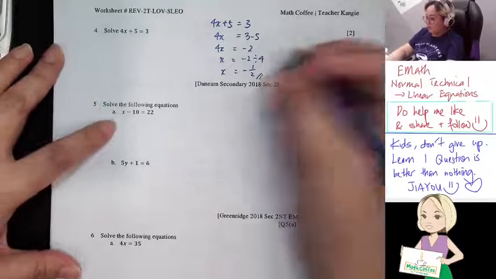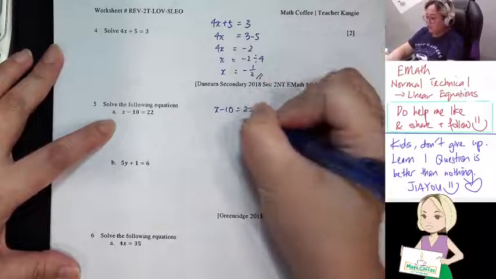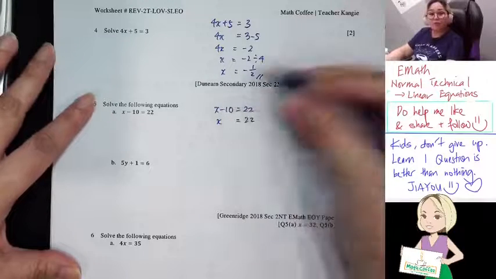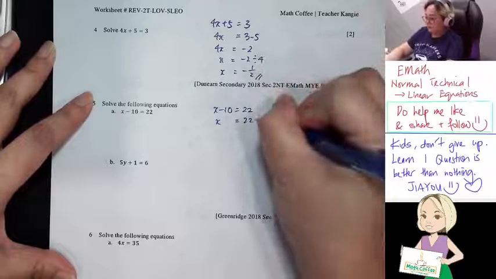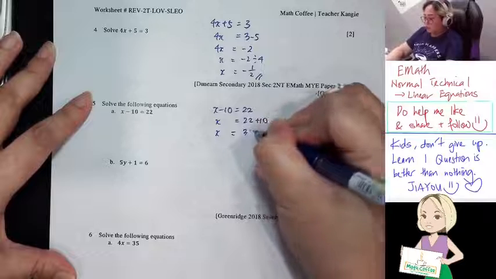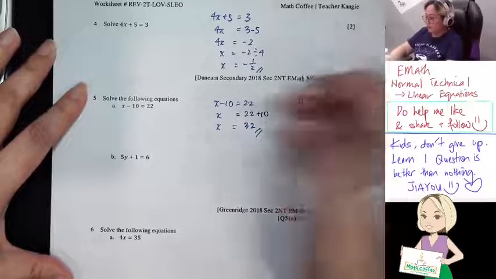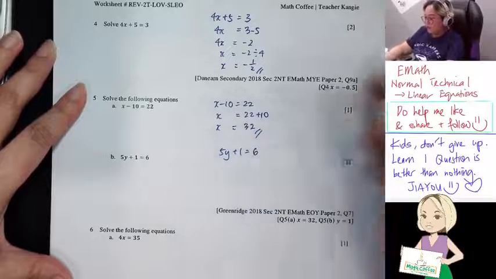Okay, so come over here. So x minus 10 is equals to 22. This is easy. Equal, put here, 22 remain, x also remain. The only numbers that I need to bring over is this minus 10. So minus 10 bring over become plus 10. Okay, so x will be equals to 32. Done. Easy.